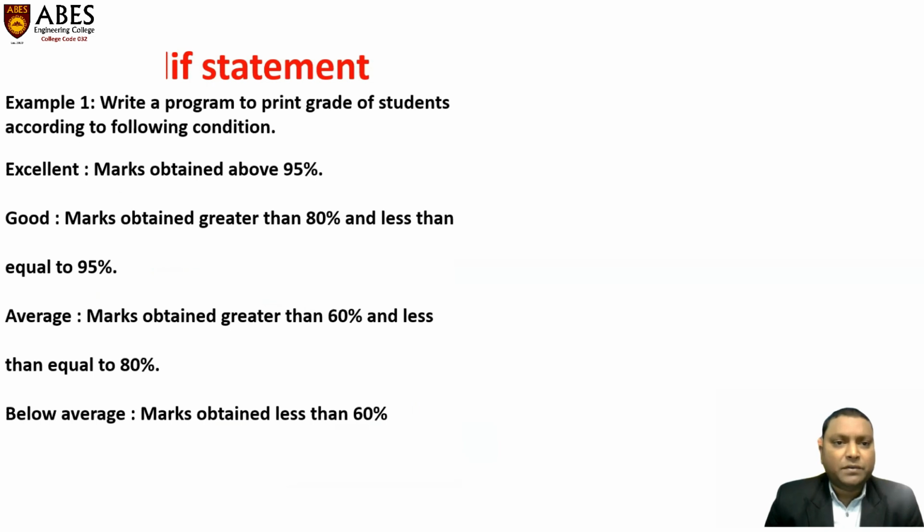Now, you have to write a program to print grade of students according to the following conditions. Excellent, that is marks obtained above 95%. Good, marks obtained greater than 80 and less than or equal to 95. Average, marks obtained greater than 60 and less than 80. And below average, marks obtained less than 60%. So there are a lot of conditions in the program. Then if elif statement will be a good choice for writing this type of code.